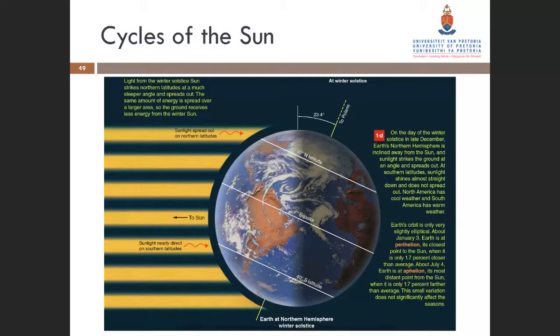So question, why are places closer to the equator hotter? Because on the equator, let me get this pointer out, there's not much difference between the near side and far side, so it gets constant radiation from the sun throughout the year, and that's why it's hotter.